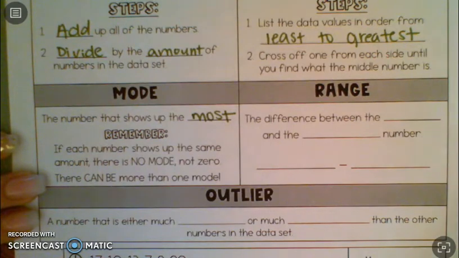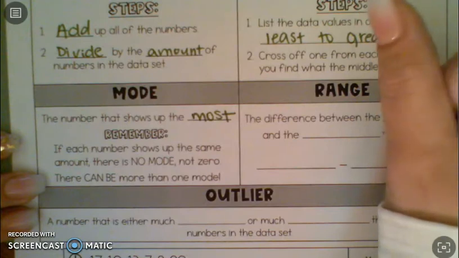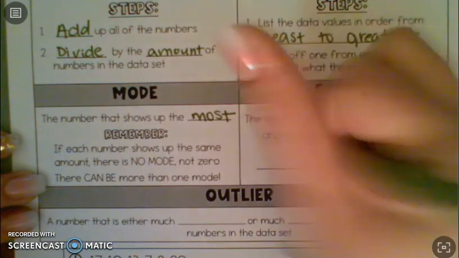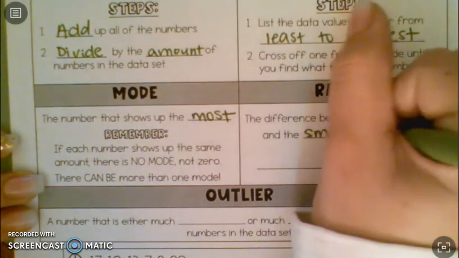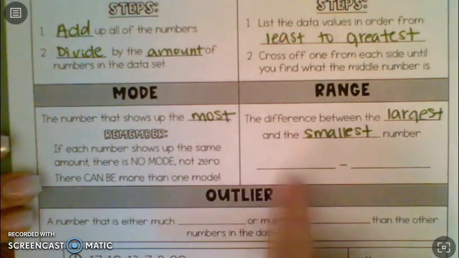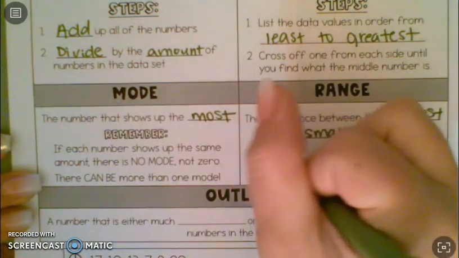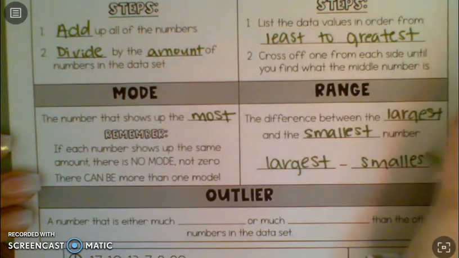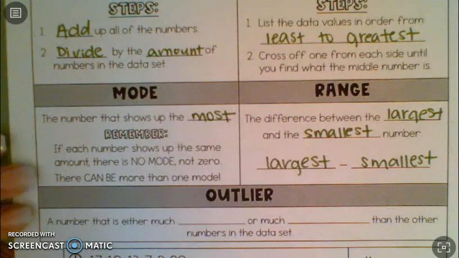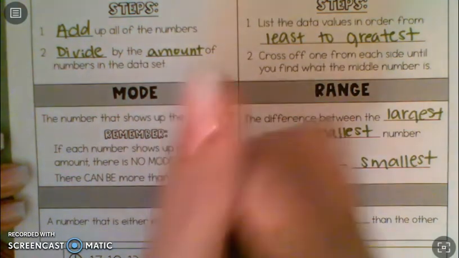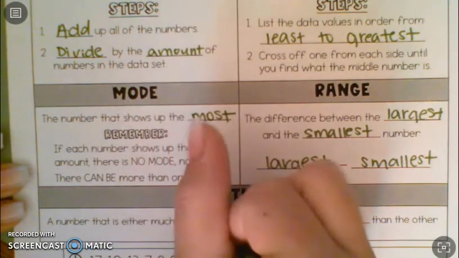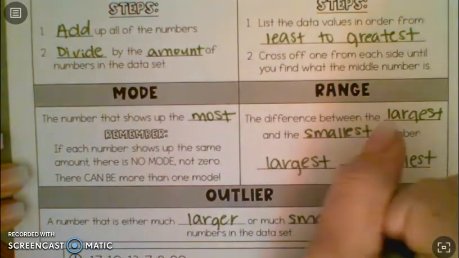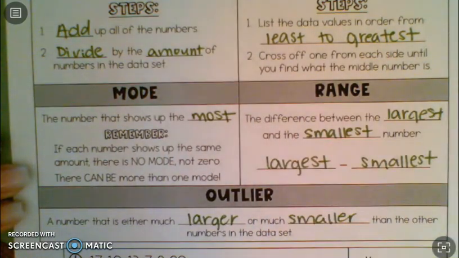The range is the difference between the largest and the smallest number. So make sure when you're calculating it, you do the largest first and then subtract the smallest. So it's always large minus small. If there's an outlier, that means there's a number that's much larger or smaller than the other numbers in the data set.